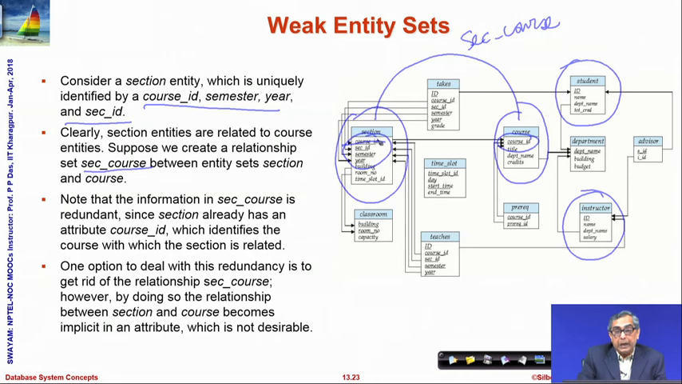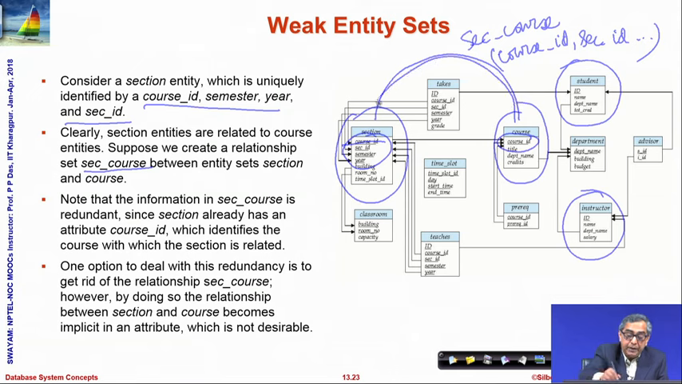So, you get into a situation where the section gets identified uniquely, provided either you know the relationship between the section and the course in terms of the sec course relationship, or you include the primary key of course into the relation section, which we did in the design.